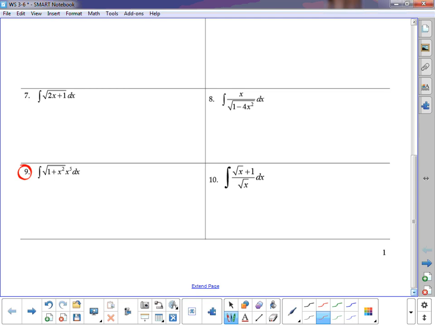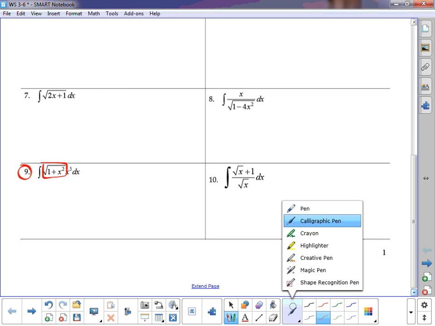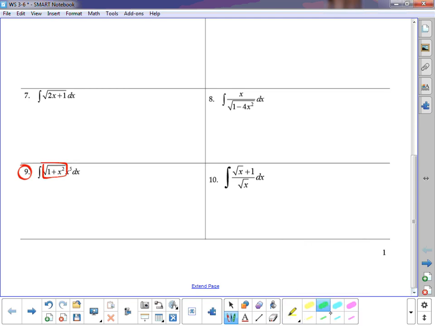So, number 9 here, again, we see that it is a composition of functions. And so we want u to be that inside piece, that inside portion of my composition. So I'm going to let u equal 1 plus x squared. And so du is 2x dx.